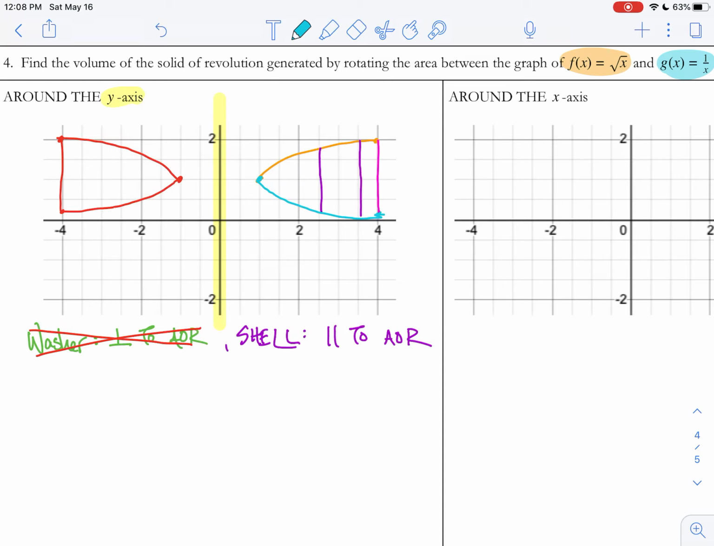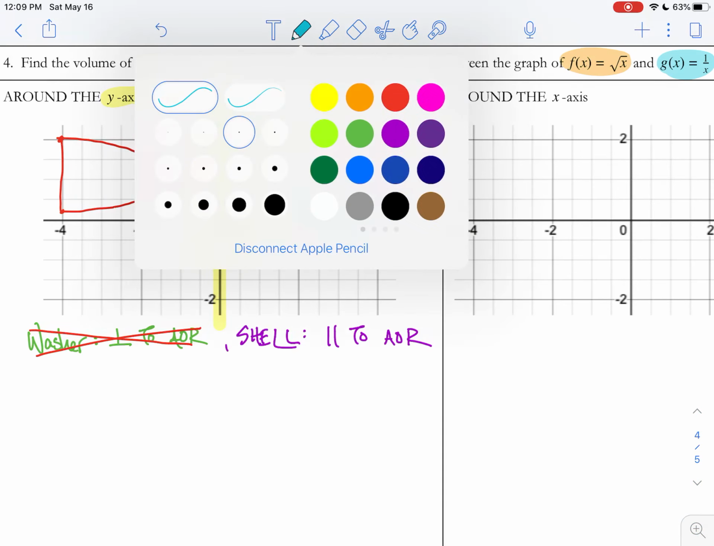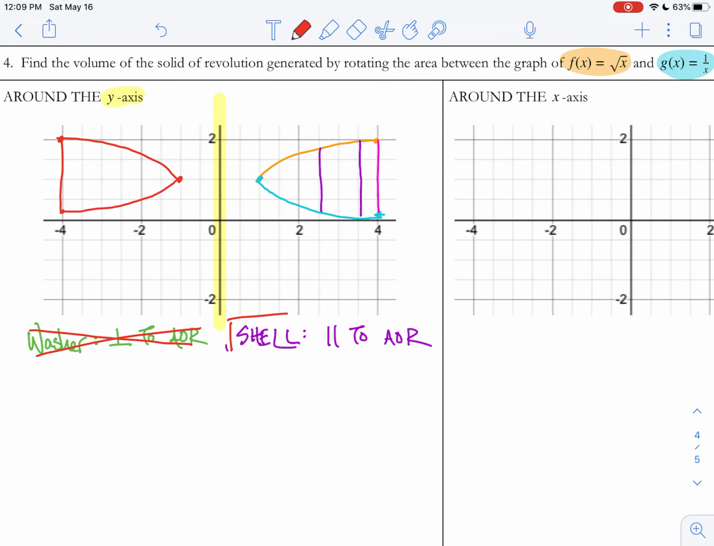So let's see what happens with our shell method, though. Do we have a top and a bottom that are the same for every purple line that we would draw? And the answer is yes, we do. So we are going to go ahead and use shell method. All right, that means we need volume equals 2 pi, the integral from a to b of radius times height dx.